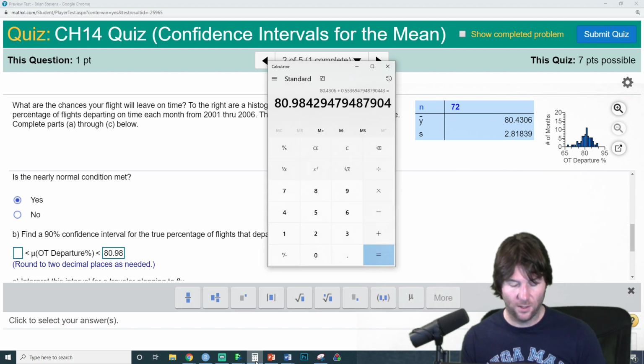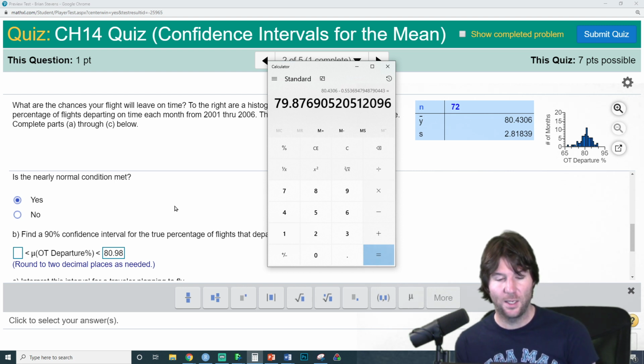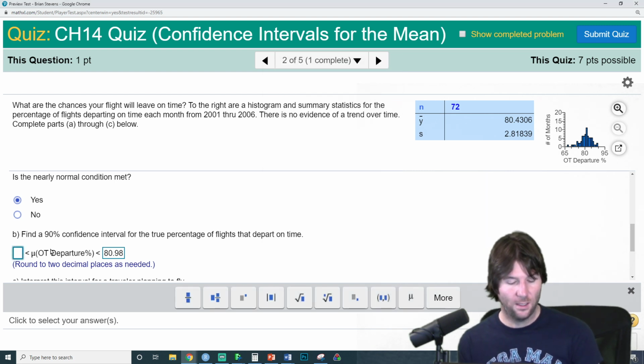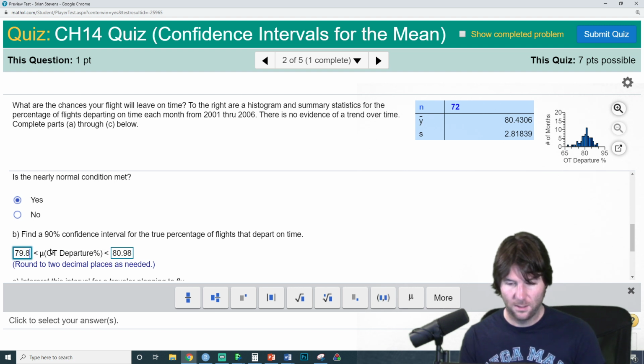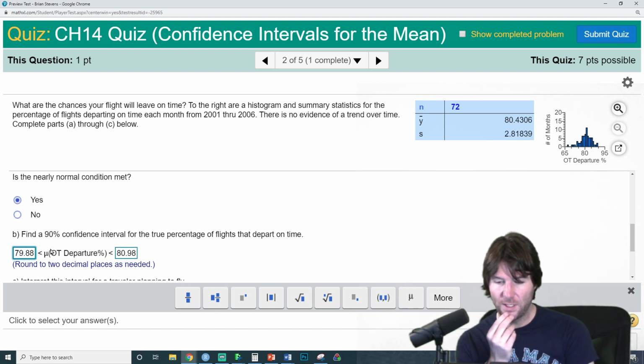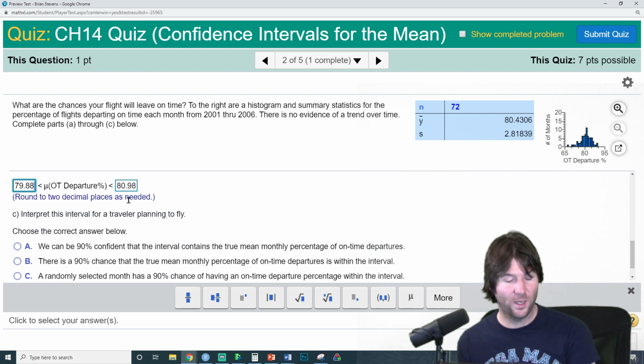And then we're going to go right here and take 80.4036, subtract that, 79.88. And it's a pretty small interval, isn't it? Yeah, it's probably a pretty small interval. And so we go right here. You know what I might try to do?